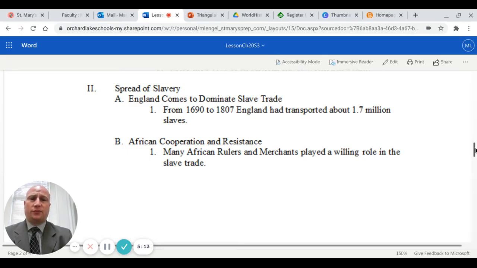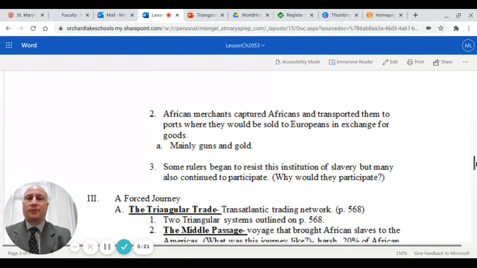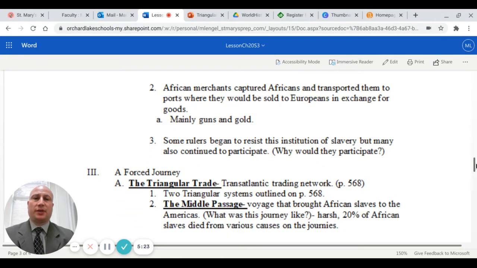Now, one thing that's controversial is African cooperation and resistance. Many African rulers and merchants played a willing role in the slave trade. What was happening is they would capture African peoples and transport them to ports where they would then be sold to Europeans in exchange for goods, which were mostly guns and gold. However, some rulers also began to resist this institution of slavery, and others continued to participate. So, this is something that's been going on for quite some time.